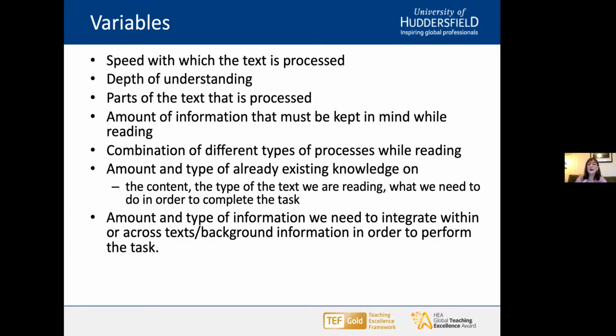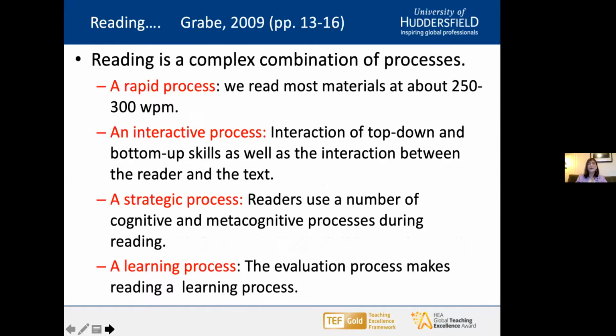All right, and we talked about the amount and type of information we need to integrate within or across texts, or with background information, in order to perform the tasks. So all these definitions actually define and differentiate reading skills from each other as cognitive skills. All right, so basically we know that reading is a rapid process. It is an interactive process, and it's a strategic process, and it's also a learning process, which means that at the end we do go away with some kind of information from the text.